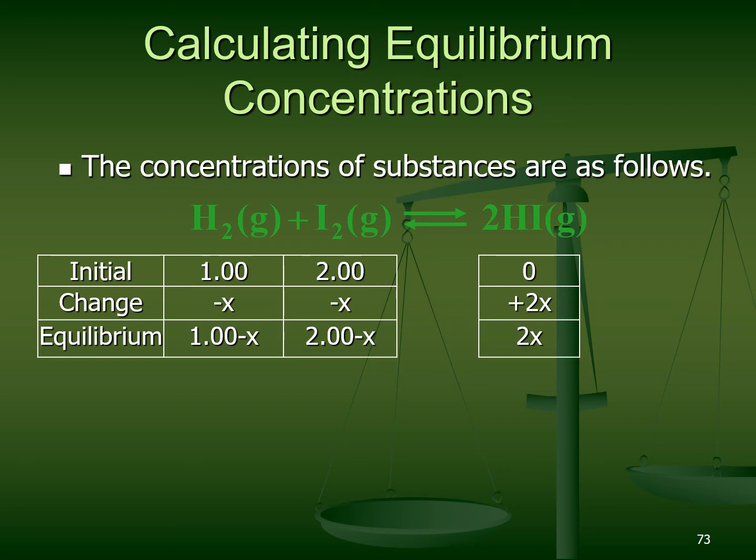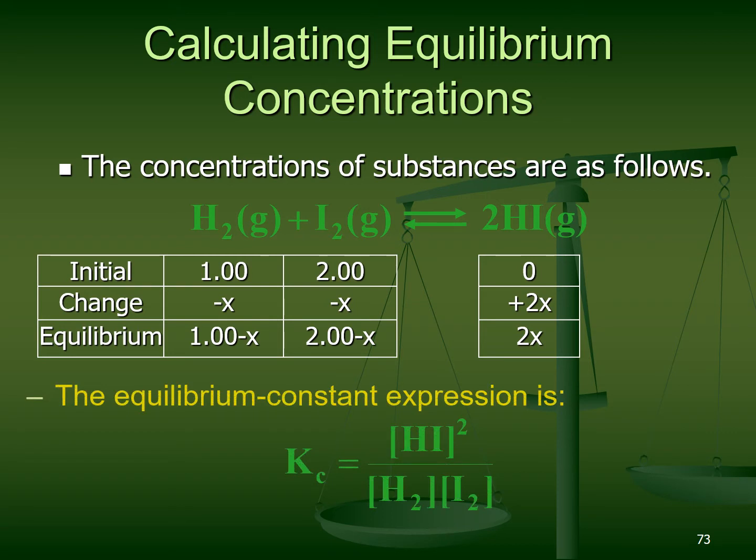All right, the H2 will decrease by x. The I2 will decrease by x. The HI will increase by 2x. And so at equilibrium, we'll have 1 minus x for H2, 2 minus x for I2, and 2x for HI.